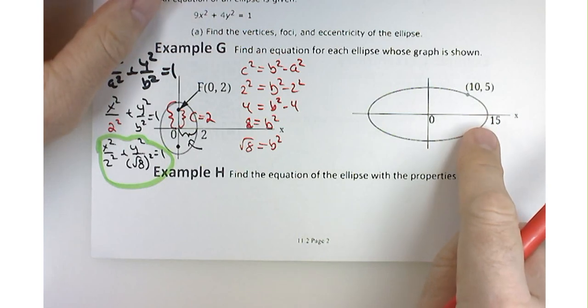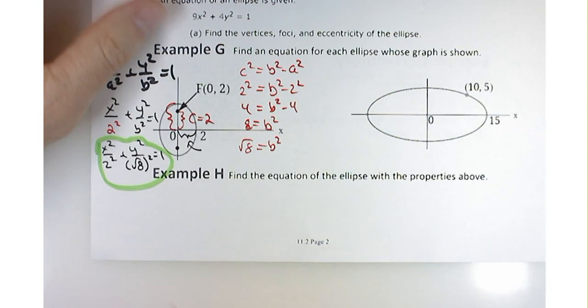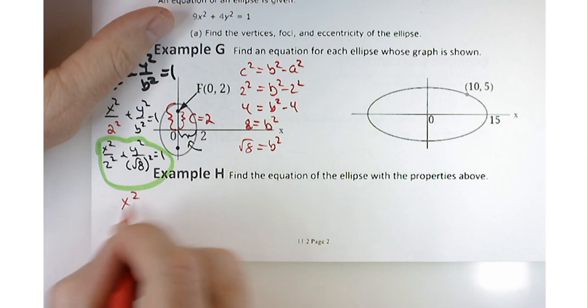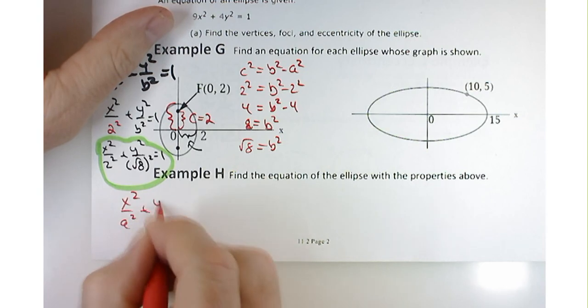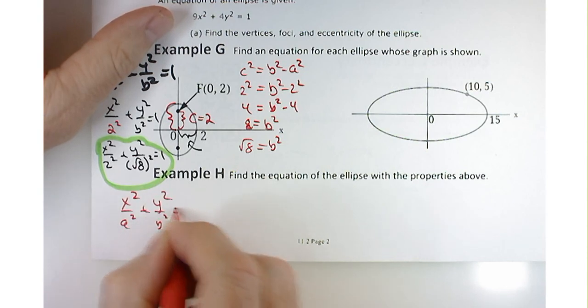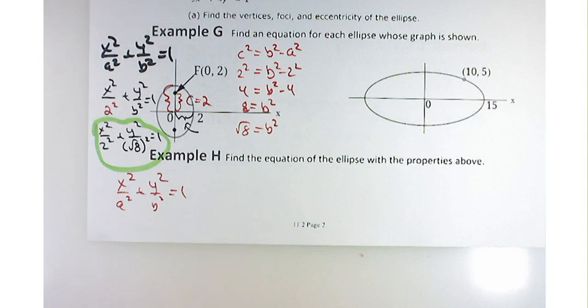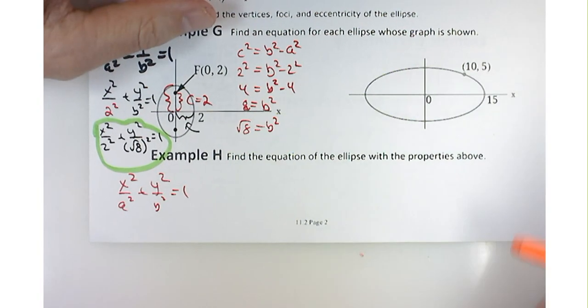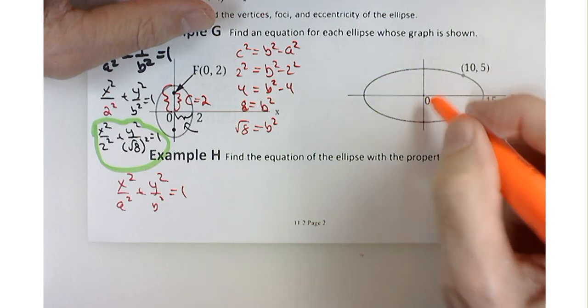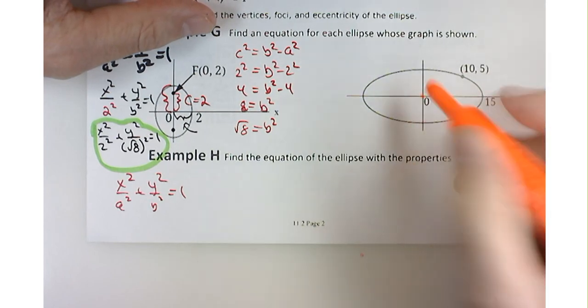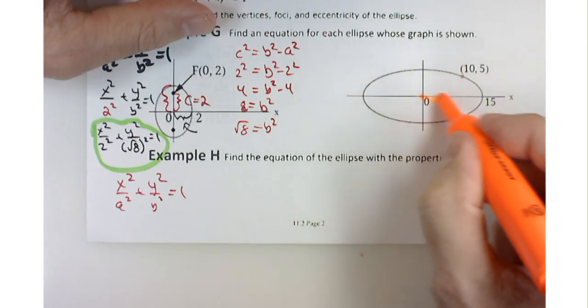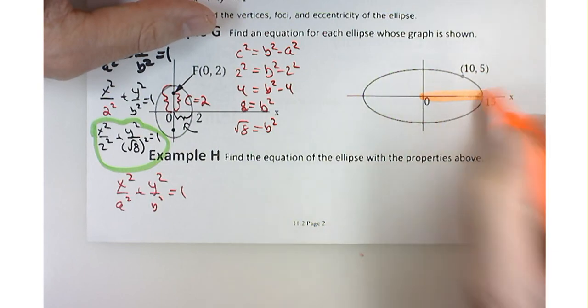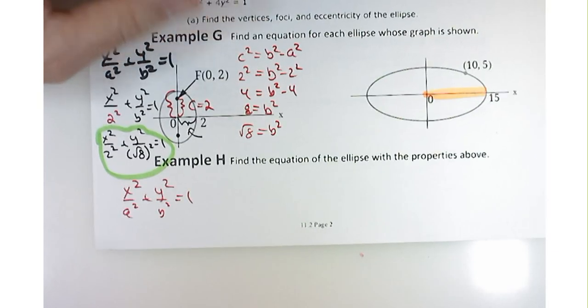Let's look at example H. And again, we can start out with x squared over a squared plus y squared over b squared, and immediately fill in one number. Brianna, what's that one number I can fill in here? Which one? A or B? A.